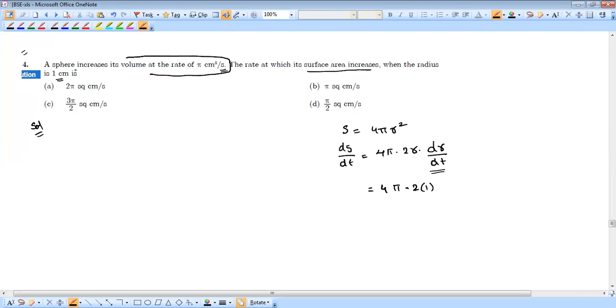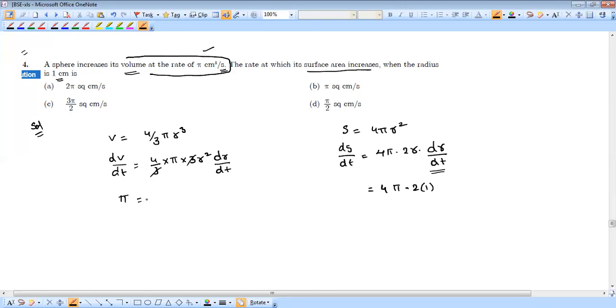What is that? A sphere increases its volume. We know that volume is equal to 4 by 3 pi r cube. Differentiating on both sides with respect to t, dv by dt is equal to 4 by 3 pi into 3r squared dr by dt. The 3 gets cancelled. And from the question, the volume increases at the rate of 5 centimeter cube per second.